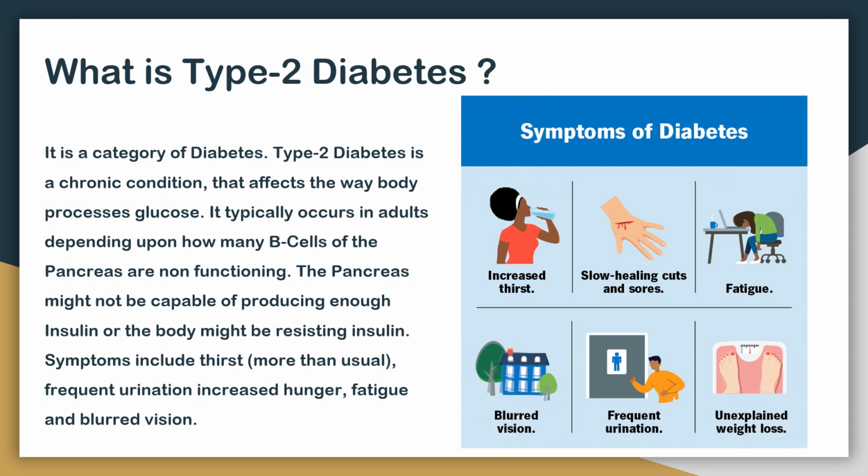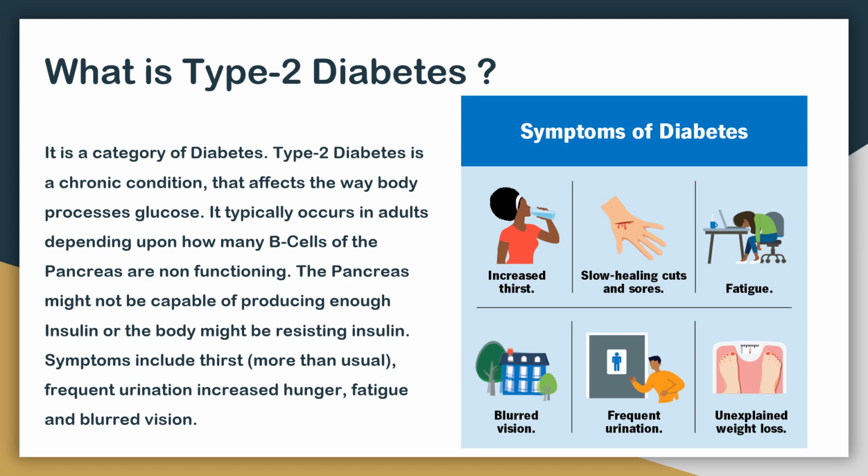Moving on to type 2 diabetes. You may ask, what is it? It is again a category of diabetes. It is a chronic condition that affects how your body processes glucose. It affects the process in which your body is simplifying the carbohydrate you ate while consuming your food. It typically occurs in adults depending upon again the beta cell concept of the pancreas.